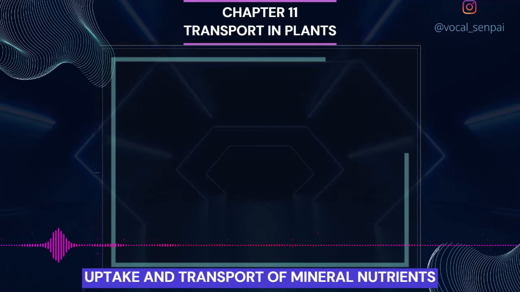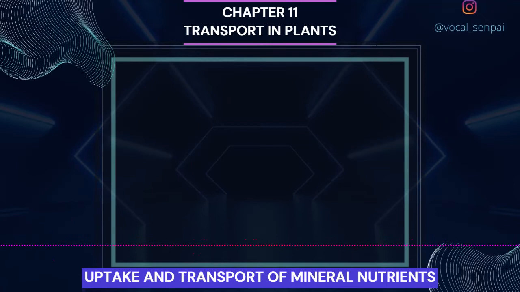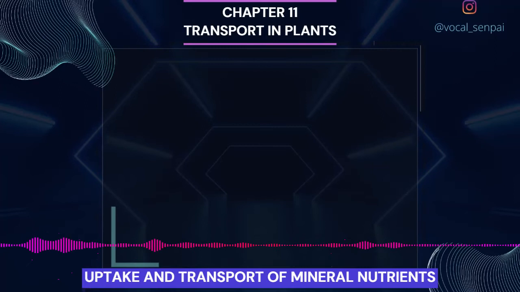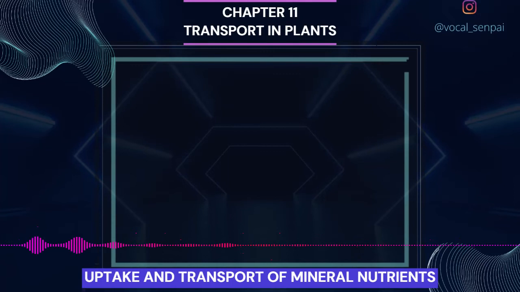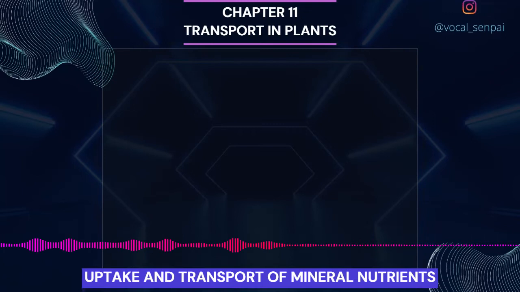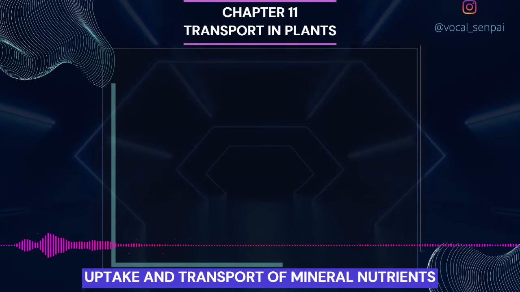Uptake and transport of mineral nutrients. Plants obtain their carbon and most of their oxygen from CO2 in the atmosphere. However, their remaining nutritional requirements are obtained from water and minerals in the soil. Uptake of mineral ions. Unlike water, all minerals cannot be passively absorbed by the roots. Two factors account for this. 1. Minerals are present in the soil as charged particles, ions, which cannot move across cell membranes, and 2. The concentration of minerals in the soil is usually lower than the concentration of minerals in the root. Therefore, most minerals must enter the root by active absorption into the cytoplasm of epidermal cells. This needs energy in the form of ATP.